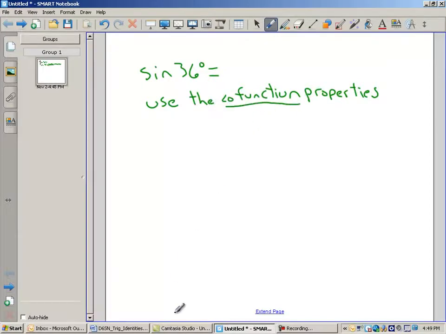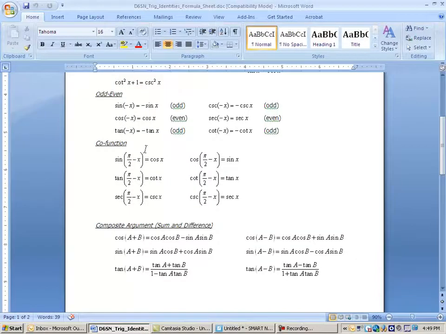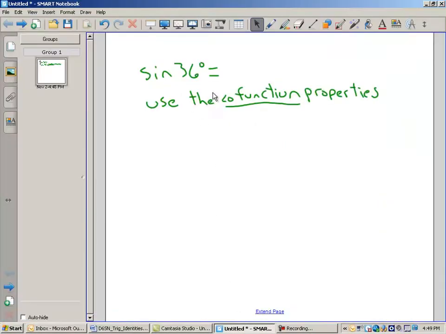Alright, so what we're going to do is look at our formula chart, and we're going to see that the cofunction of sine is cosine, and the cofunction of cosine is sine. So they're cofunctions of each other, and the co is very similar to complement, and you can see that they have that same 90-degree angle relationship between the two. So this is what that means. That means that the sine of 36 is going to be equal to the cosine of an angle, but this angle that I write is going to be 90 minus 36.